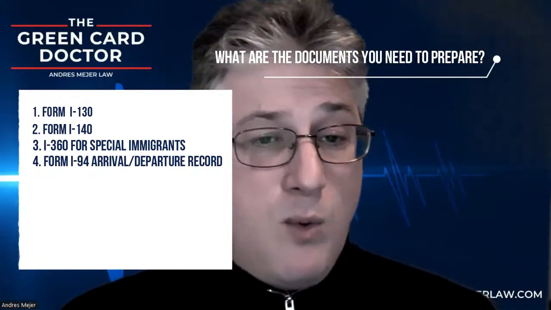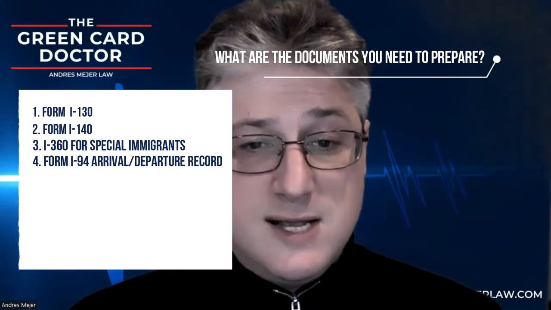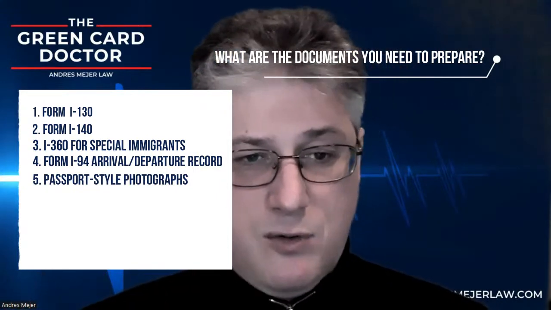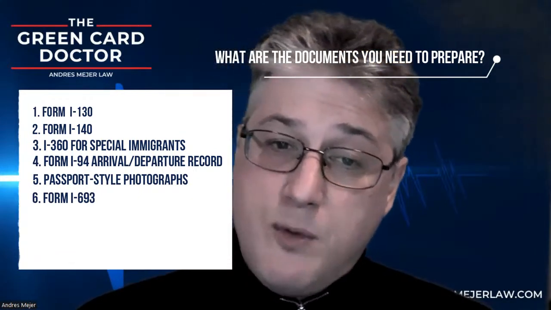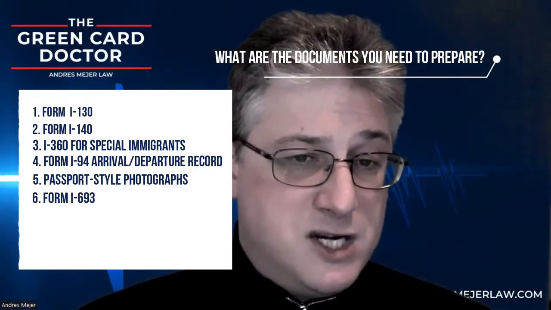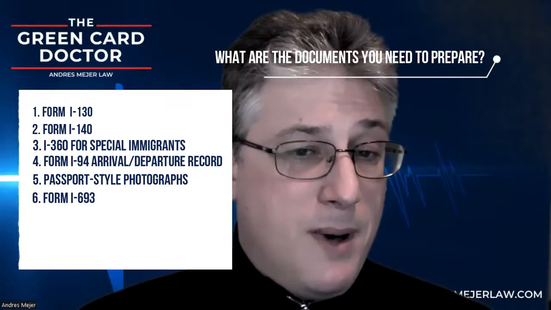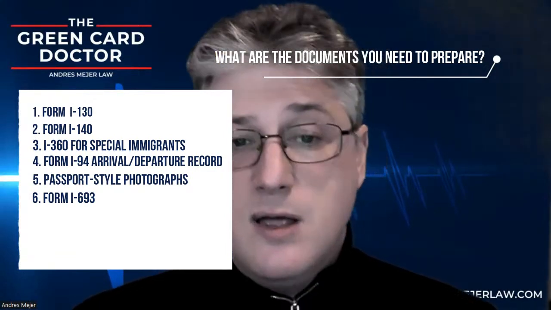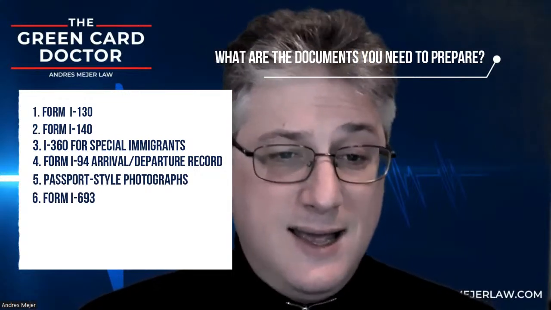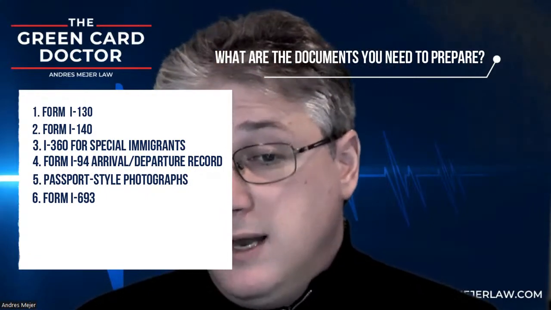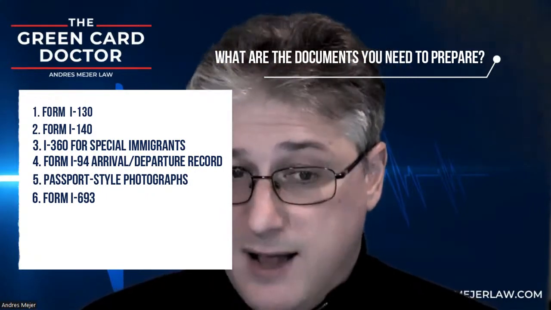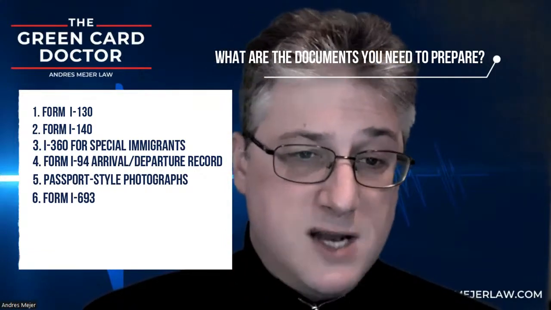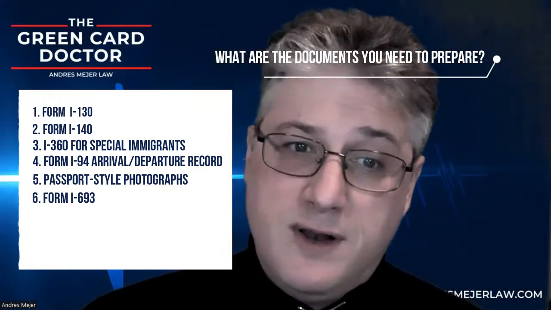Form I-94, arrival and departure record, for those who enter the United States legally and are adjusting on that basis. Two passport-style photographs, and it has to be US-based passport-style photographs. Form I-693, that's report of medical examination and vaccination record. Results of medical examination are done by a doctor accredited by USCIS. This form establishes that you are not inadmissible to the United States based on public health grounds. Even if you don't need to submit Form I-693, like fiancé visa, you still need to comply with vaccination requirements. And today that means COVID-19.